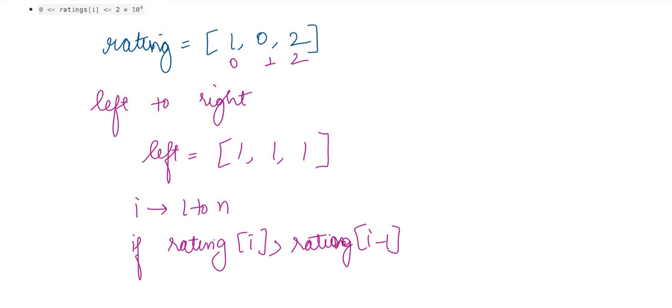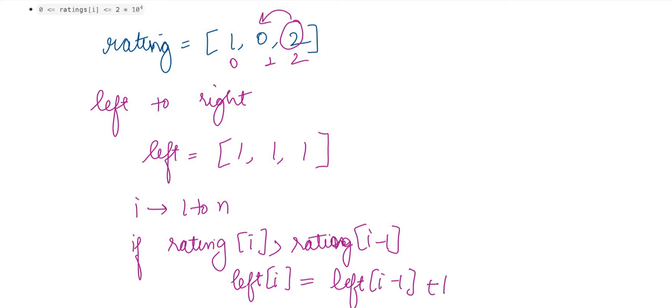We will go to the next index. 2 is greater than 0. Yes, so compared to the left neighbor your rating is higher. If that is the case, we will increase the left value. That means left of I is equal to left of I minus 1 plus 1. So if rating of I is greater than rating of I minus 1, then we take the value at I minus 1, add 1, and store it in the left array.